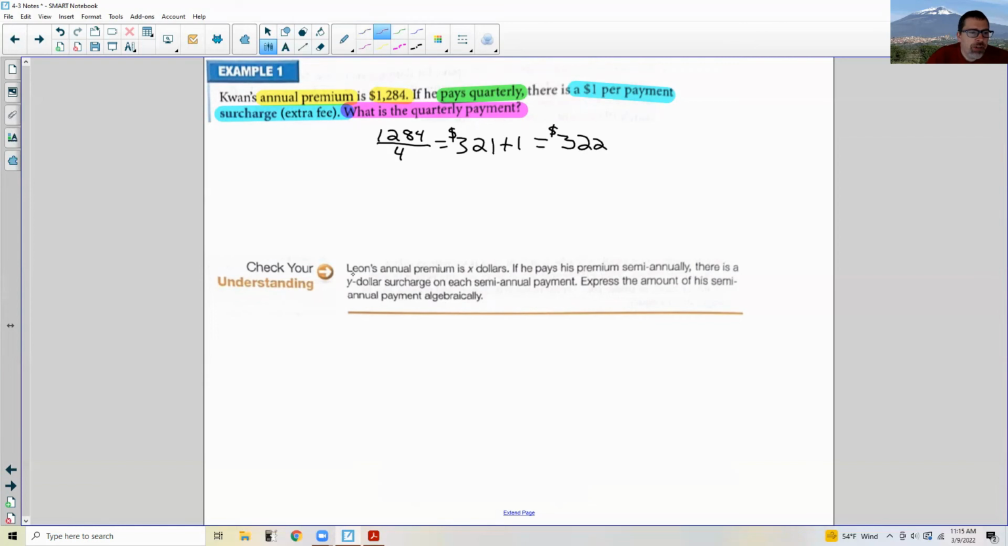Okay, now we'll check your understanding. It says Leon's annual premium is X dollars. There's his annual premium. That's right here. So I'm going to put an X there in the numerator. If he pays his premium semi-annually, well, that's the frequency is what you divide by. Semi-annually is twice a year. There is a $Y surcharge on each semi-annual payment. So we add that to it. So there is the amount expressed algebraically. X divided by 2 plus Y.